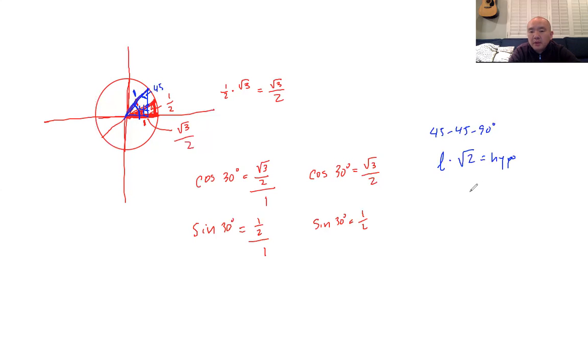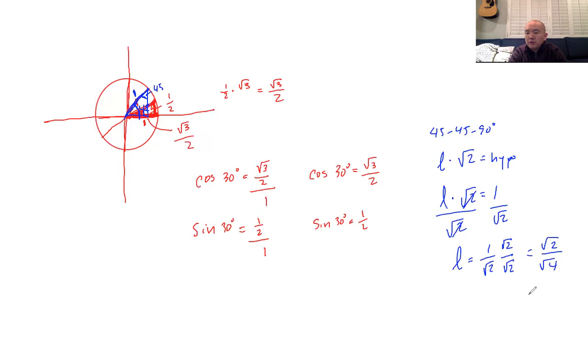the leg times the square root of 2 is equal to the hypotenuse. And we know that the hypotenuse is equal to 1. So when you divide by the square root of 2 on both sides, you cross that out. The leg is equal to 1 over √2. Remember that you cannot have a root on the bottom because it's an irrational number. So what we're going to do is multiply by √2 over √2, and that equals √2 over √4. And √4 is equal to 2, so it'll be √2 over 2.